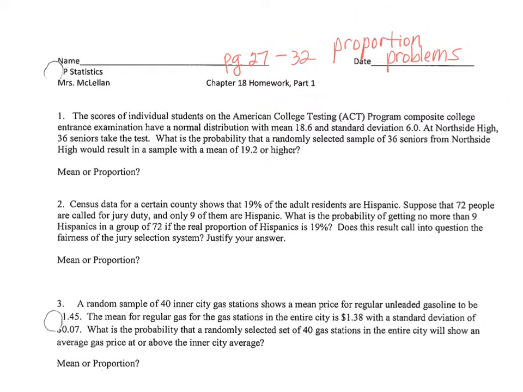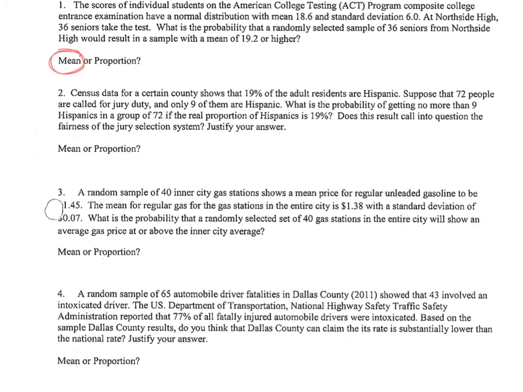First, what I want you to do is read problem number 1 and 2 and see if they are a mean or a proportion problem. So I'm on page 27. Problem number 1 says the scores of the individual students for the ACT have a mean of 18.6 and a standard deviation of 6. All right, so then they want to know, would a sample have a mean of 19.2 or higher? So do you think that's a mean problem or a proportion problem? That is a mean problem. So then we would not do the work for that yet. Okay? So let's take a look at problem number 2.